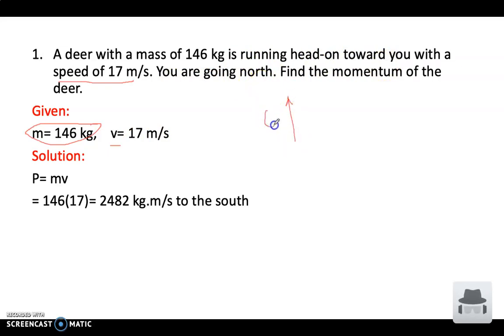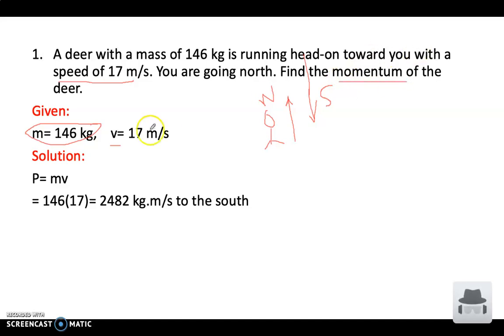This is you. And the deer actually is going south. You're going north, and the deer is going south with a high speed. So its speed is higher than your speed. Find the momentum of the deer.